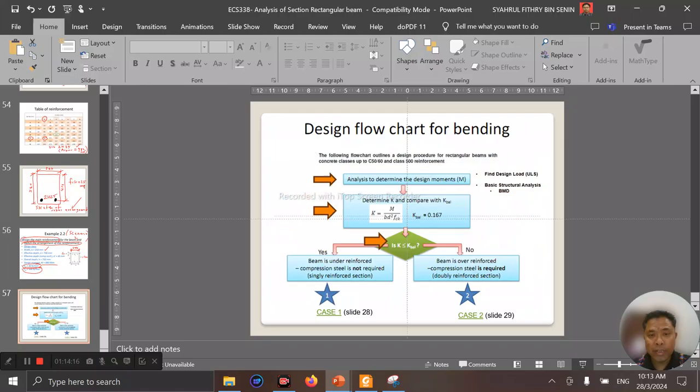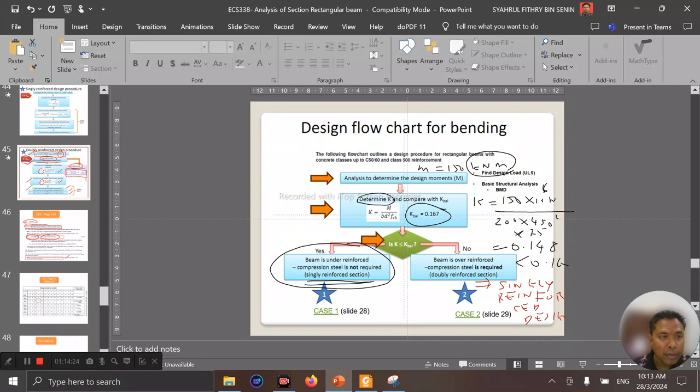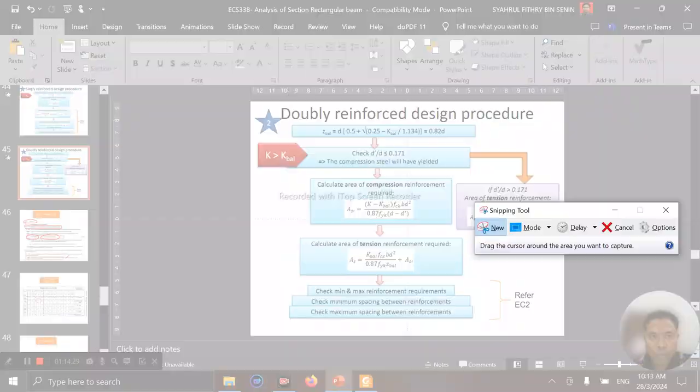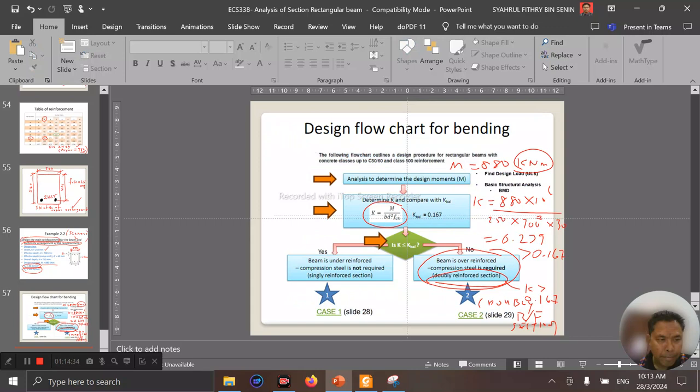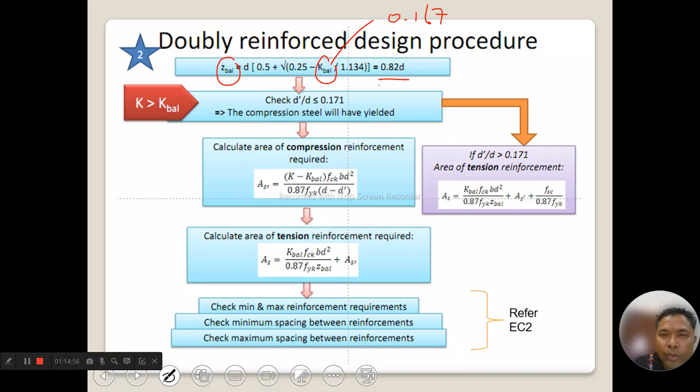Macam nak design, saya kena tengok saya punya prosedur untuk doubly. Doubly yang ini ikut yang ni. So saya kena copy procedure ni, and I put into that section kat sini. New slide, paste. Okay, so you have to calculate first your Z. So you tahu you punya K balance ni memang sentiasa 0.167 eh. So kalau you kira memang Z tu akan dapat 0.82. Ini memang automatic. And then check whether your D prime over D less than 0.17.